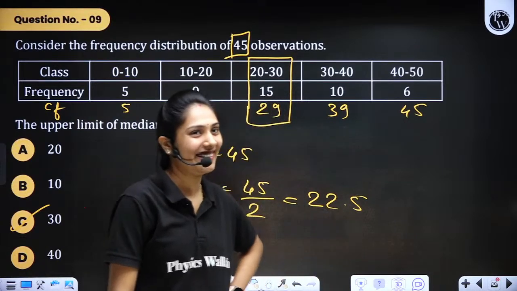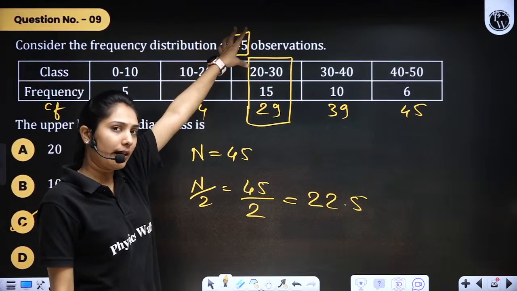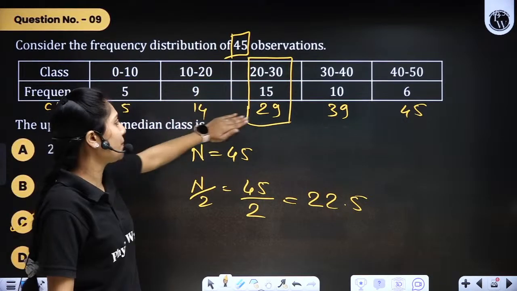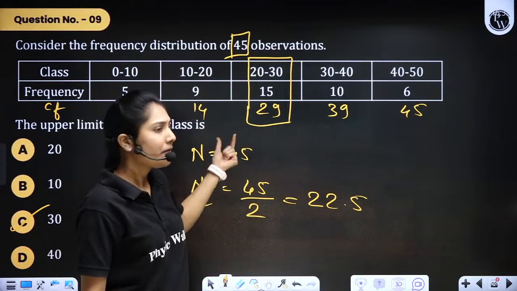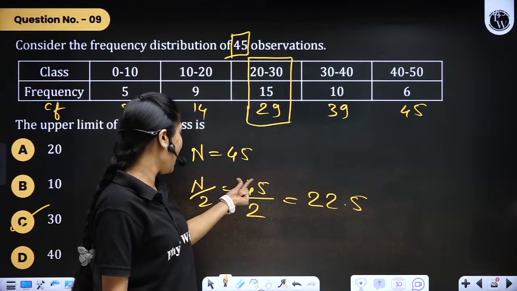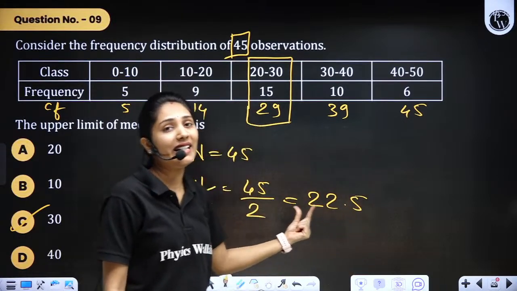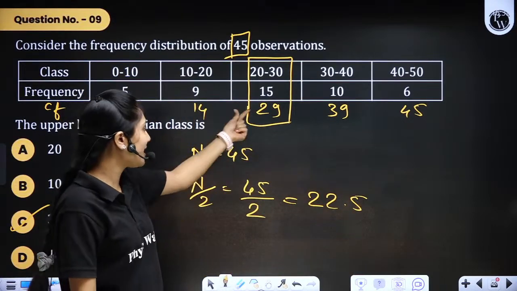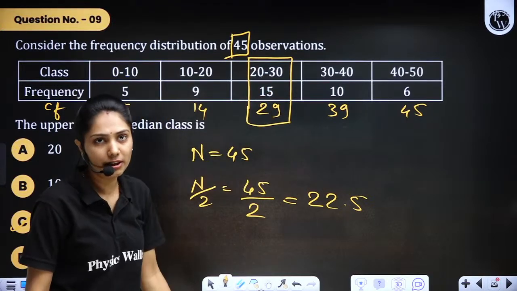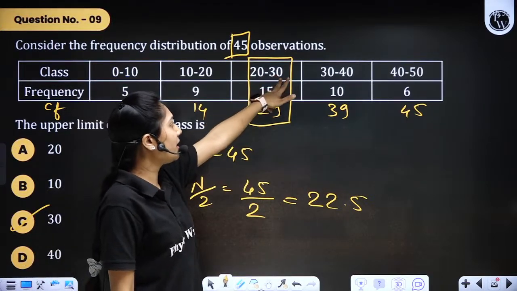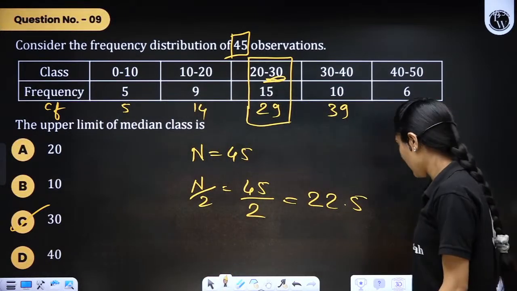So what I just did is, since the observations are already given, you can skip this particular step, as we already know that the value of n is 45. Now we have to calculate the value of n by 2, which is 22.5. Now the nearest cumulative frequency to 22.5 is 29, and that's why the median class is the one ending at 30, and the upper class limit of this median class is 30.